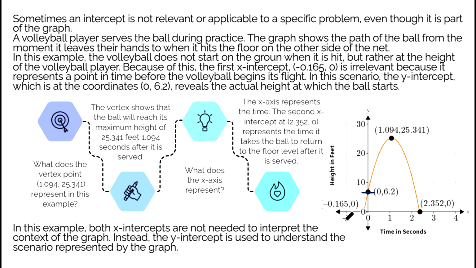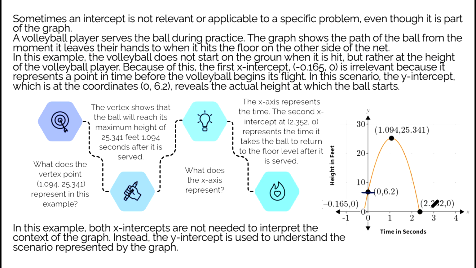In this scenario, the y-intercept, which is at the coordinates 0, 6.2 right here, reveals the actual height at which the ball starts. This point means nothing, this x-intercept right here. Okay? What does the vertex point 1.094, 25.341 represent in this example? The vertex shows that the ball will reach its maximum height of 25.341 feet 1.094 seconds after it's served.